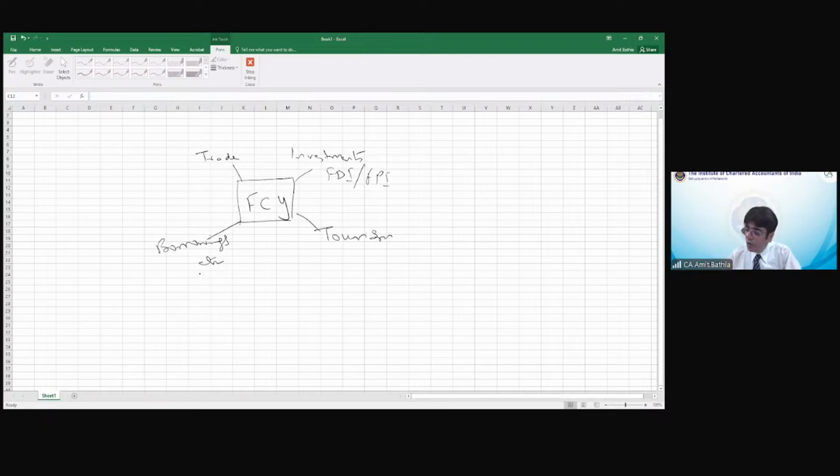Now, whenever we need foreign currency, we obviously have to then talk about what the forex rates are in that case, right? Or what is forex? So forex is nothing but foreign exchange. As we have learned earlier as well, foreign exchange basically is nothing but where you are exchanging one currency for another currency.